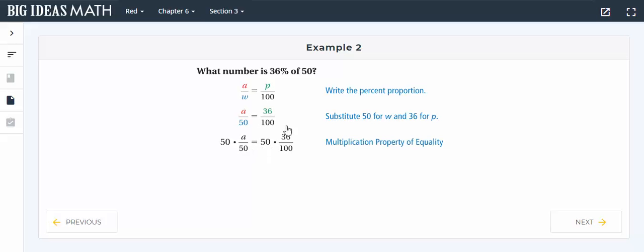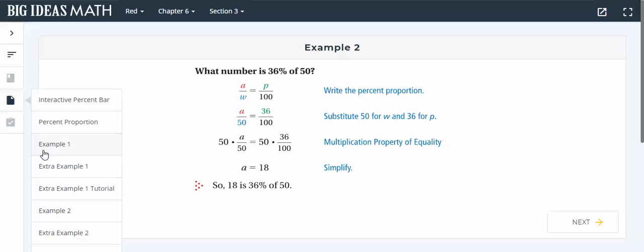Again, we can do cross products, or we can multiply both sides by 50 to get A by itself. Because if you multiply by 50, it'll cancel. Multiply by 50, and you'll get the answer. Otherwise, you could take 36 times 50 equals 100A. Either way, you're going to get 18 as your answer up here, and you can double check by using your calculator. And this time I don't need it to say percent because 18 is just a number that's out of 50. 18 is 36% of 50. So the 18 and the 36 are both the top number because they're the same spot.